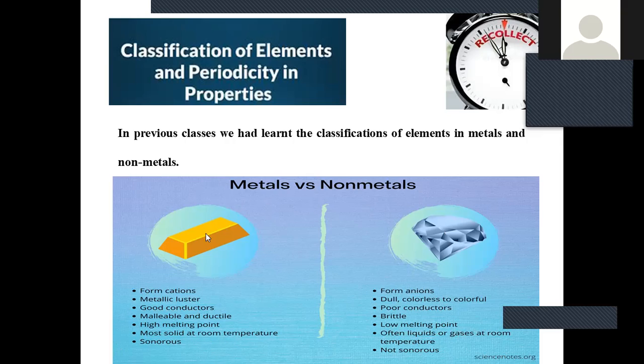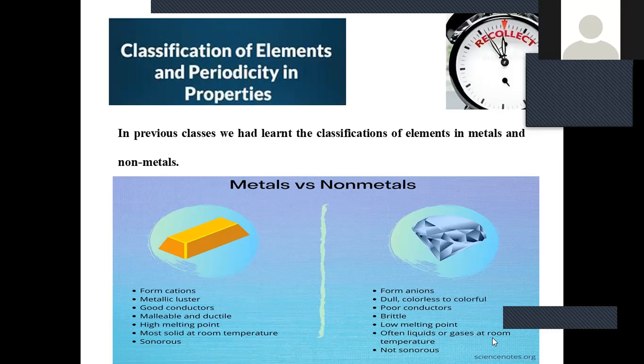Mostly metals are solids at room temperature. You may take any metal in the periodic table. Around 80% of the elements in the periodic table are considered as metals only. All the metals are solid in nature, except one metal called mercury. Mercury is the liquid metal. Except mercury, all the remaining metals present in the periodic table are solids in nature. Often non-metals are liquids or gases at room temperature. So non-metals may be liquid, and may be gaseous in nature.